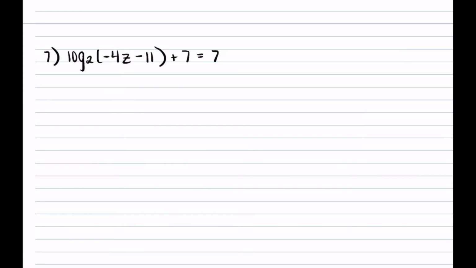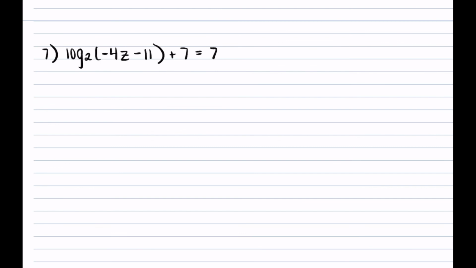Alright, last problem that I'll throw at you is another strategy 1 problem. So like we did before, we're going to move all the logs to one side and all of our constants to the other side. One thing we really need to move is the 7. So we can subtract 7 from both sides. Both of them end up canceling. So we have log base 2 of negative 4z minus 11 equals 0.